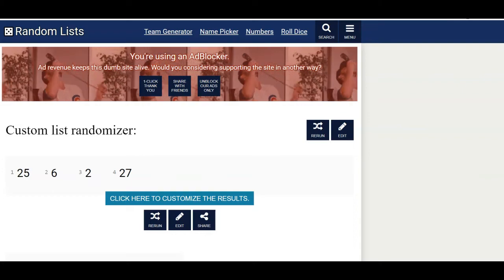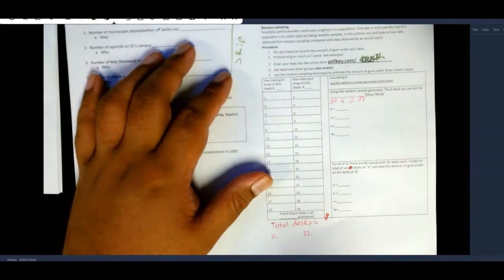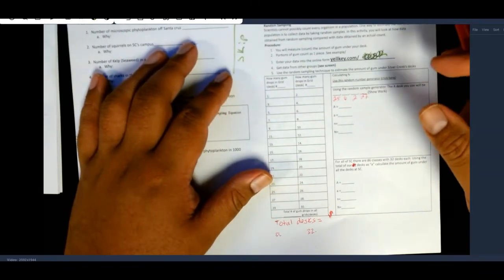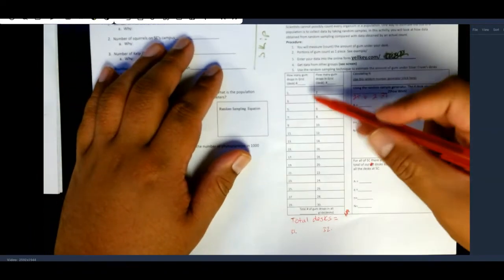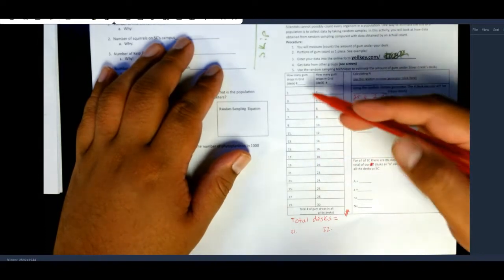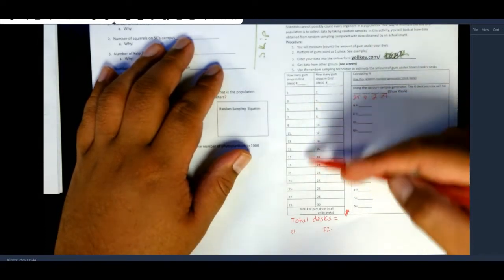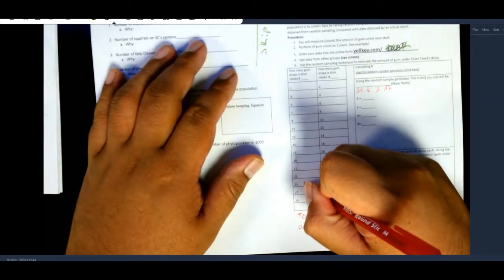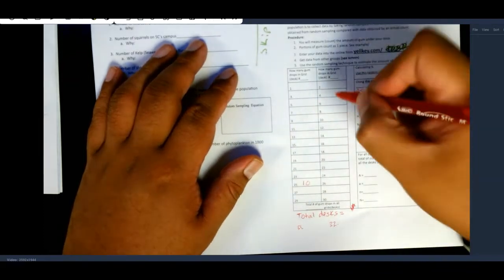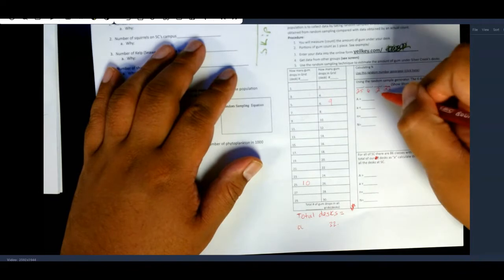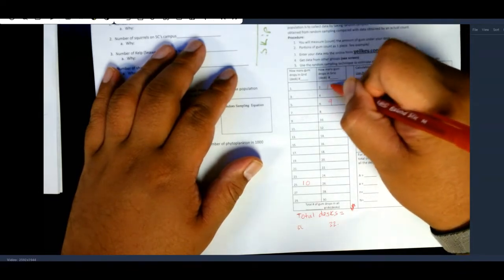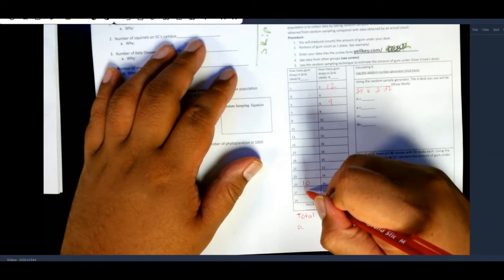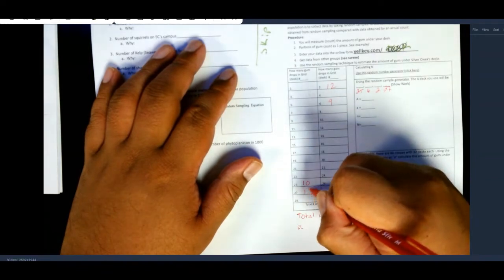So let's come back. Now, don't write these down because, again, it varies from period to period. Some periods didn't sample desk 27. Let's just say, for the sake of this sample, that I did. I'm not going to write a bunch of fake numbers. So let's just say desk 25 had 10. Desk number 6, they counted 9. Desk number 2, they counted 12. And at desk number 27, they counted 12.